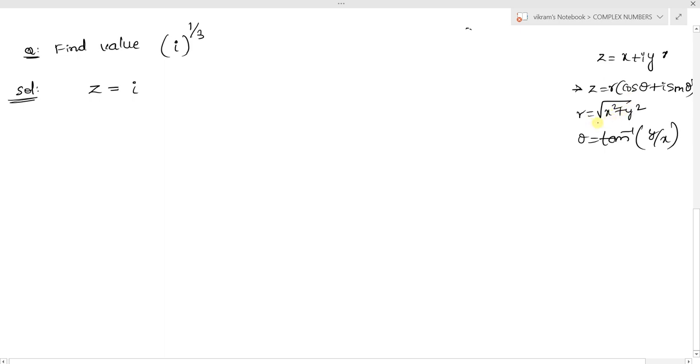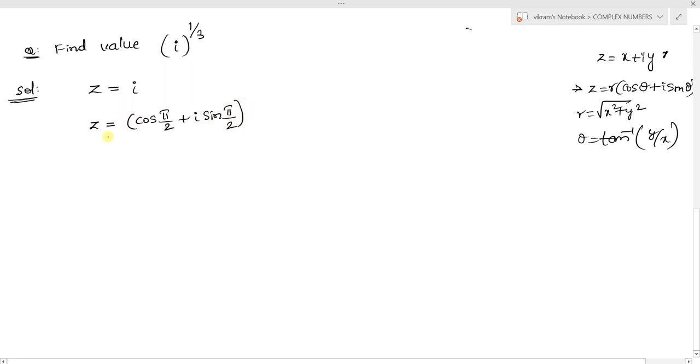Tan inverse of 1 by 0, tan inverse of infinity means pi by 2. Then we can write this as z equals to r, which is nothing but 1, into cos pi by 2, which is 0, plus i times sine pi by 2, which is 1. Okay, then we obtain this.